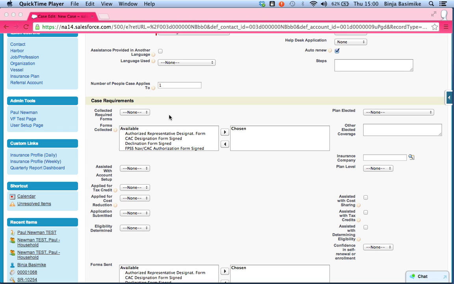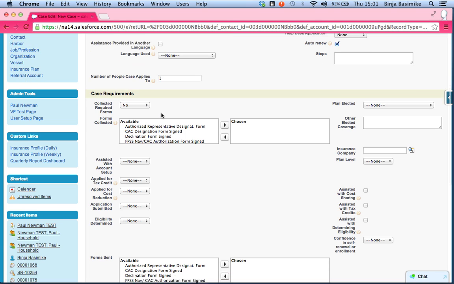Now, question to ask yourself is, during the conversation we had, were there any forms that I presented to Paul Newman? And if so, make sure that you indicate yes. If not, make sure you indicate no. A lot of the times we know that people get calls and somebody either just gives you the plan elected or they tell you what insurance company they're with, but no other information. So make sure you go in and indicate that no form was actually collected. This is a required field and we do need you to complete it. So in this case, we'll say, no, we did not collect any forms.